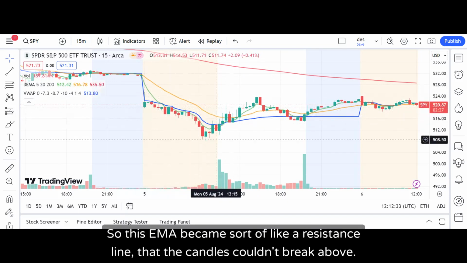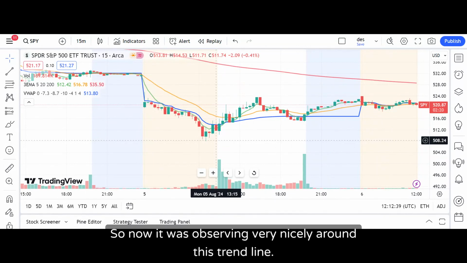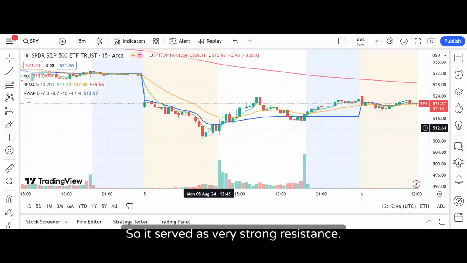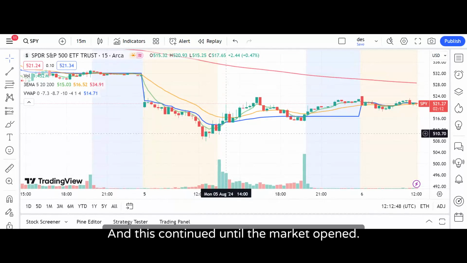So this EMA became sort of like a resistance line that the candles couldn't break above. It was observing very nicely around this trend line. So it served as very strong resistance, and this continued until the market opened.